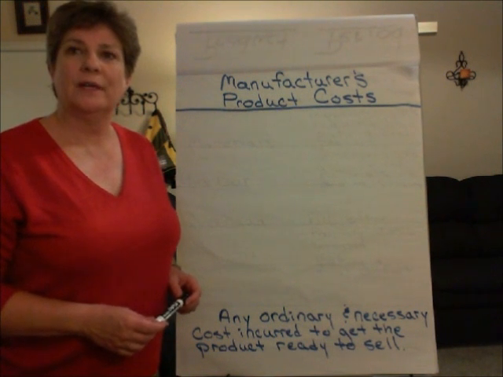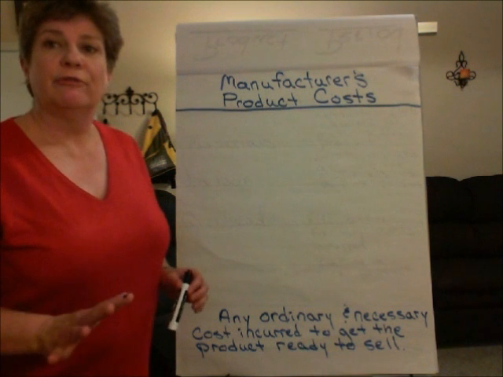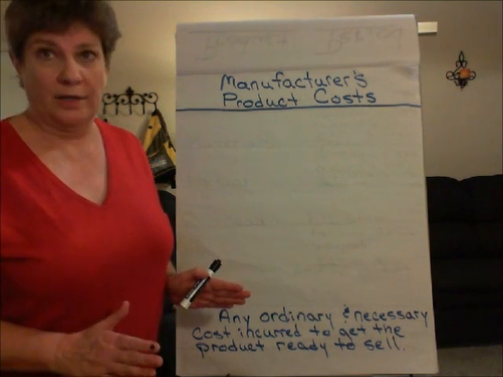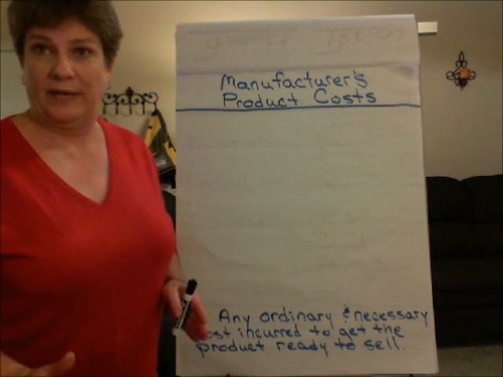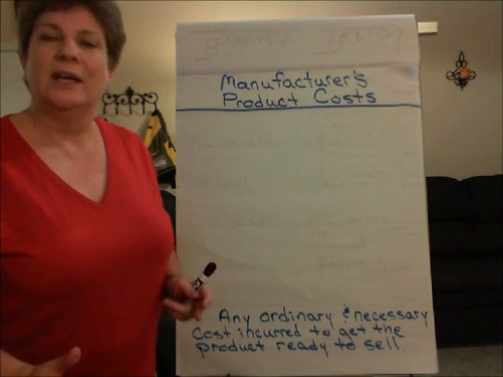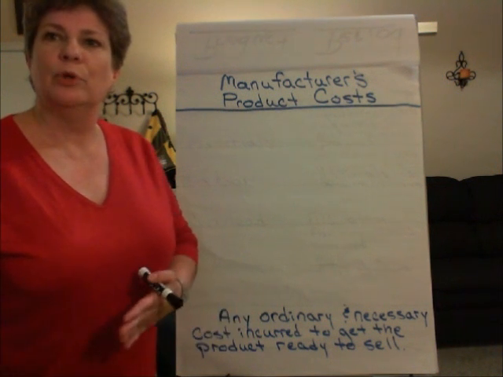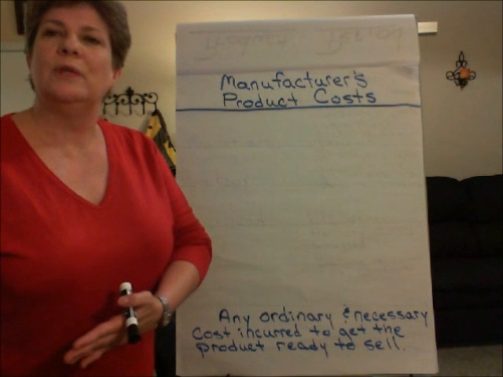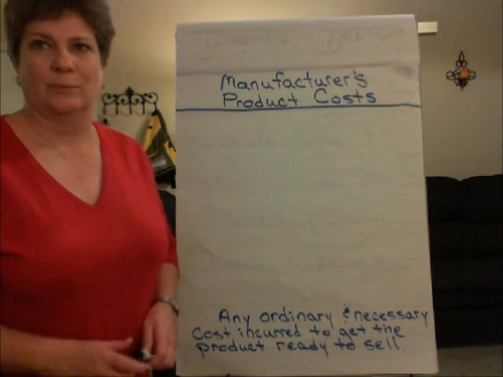Managerial accounting, a manufacturer's product costs. First of all, just a little review of last time. Remember, product costs are the cost of the asset inventory, probable future economic benefits. And then when that inventory is sold, its cost moves from the balance sheet inventory account to the expense cost of goods sold on the income statement.